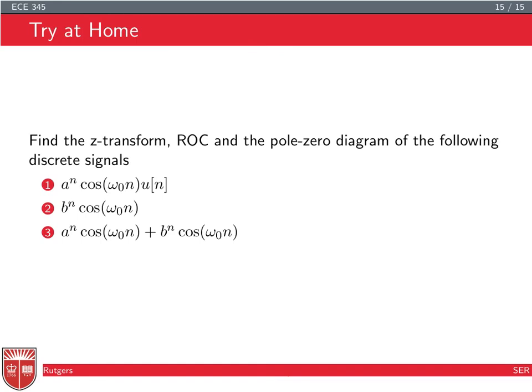In particular, I'm suggesting here 3 signals to find the z-transform of. The first one is a^n cosine(omega_0 n) u(n), the second one is b^n cosine(omega_0 n), and the third one is a^n cosine(omega_0 n) plus b^n cosine(omega_0 n). And please post the solution on Piazza.